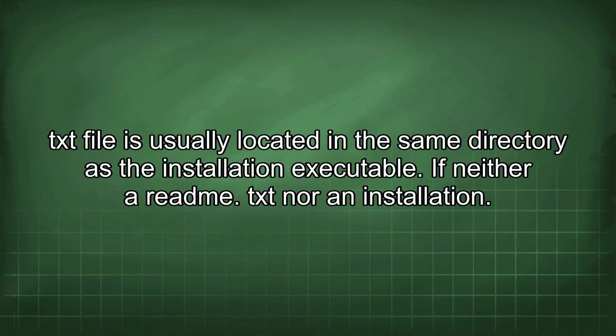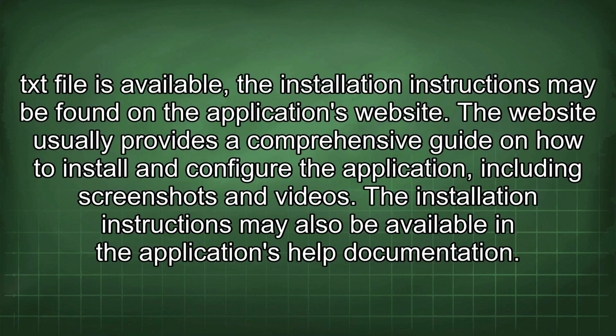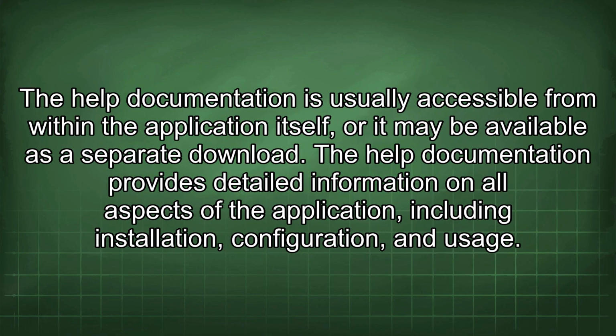If neither a readme.txt nor an installation.txt file is available, the installation instructions may be found on the application's website. The website usually provides a comprehensive guide on how to install and configure the application, including screenshots and videos. The installation instructions may also be available in the application's help documentation. The help documentation is usually accessible from within the application itself, or it may be available as a separate download. The help documentation provides detailed information on all aspects of the application, including installation, configuration, and usage.